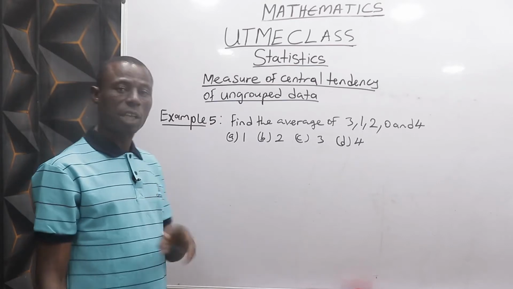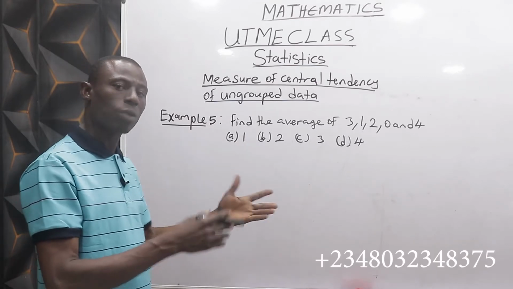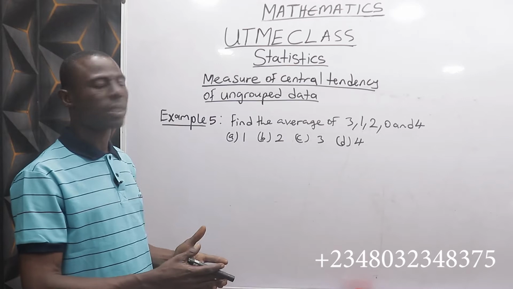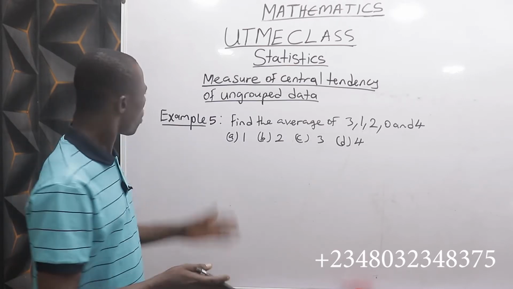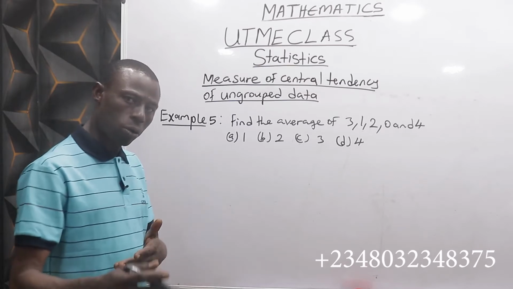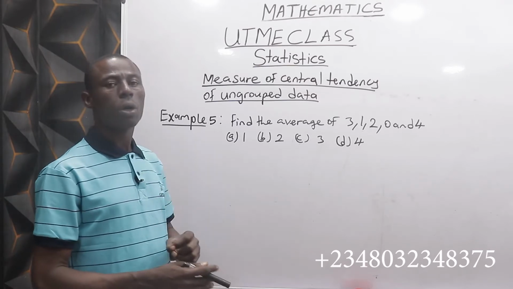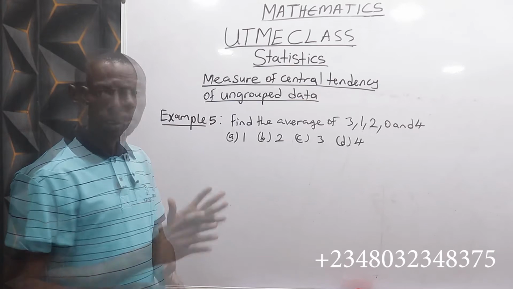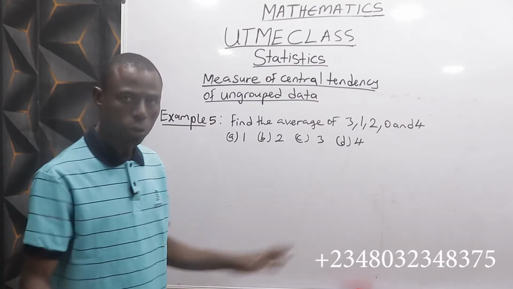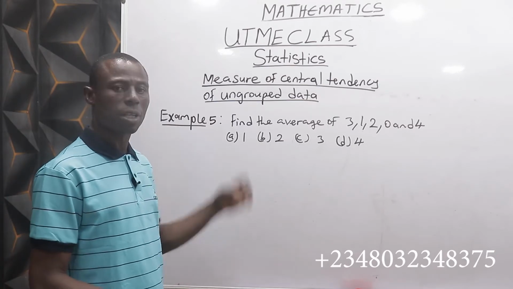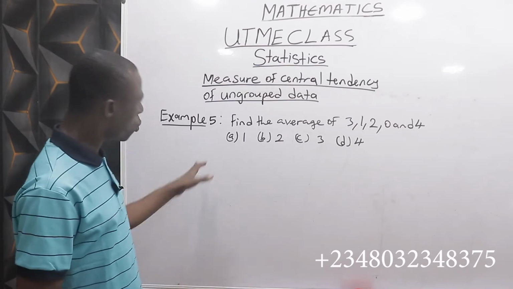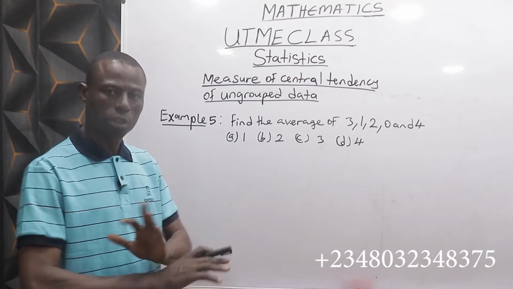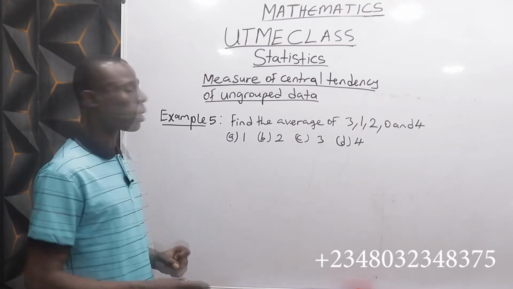Let's consider this example 5. From example 1 to 4 that we have considered, those ones are tabulated data. But from example 5 on, we're going to look into untabulated data, data that are not in a table. The ones we have considered from example 1 to 4 are in a table. These ones are not in a table, untabulated. Let's see how they go.